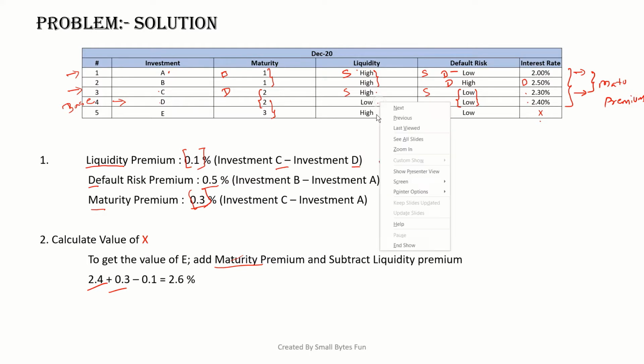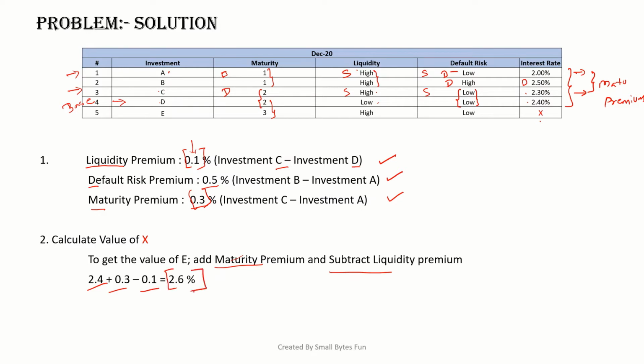Liquidity for E is high, so E is highly liquid, and D has low liquidity, so you can convert E into cash easily. So you are going to subtract the liquidity premium. This liquidity premium of 0.1 which we have calculated here is going to get subtracted, and the final value that you will arrive at is 2.6. So this X is 2.6%. If you offer 2.6, it will be as per market standards.